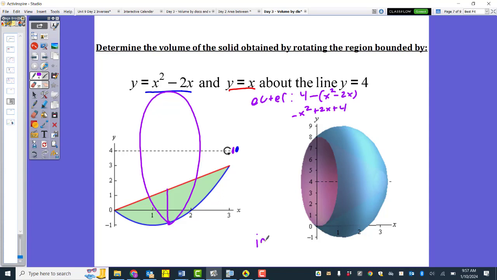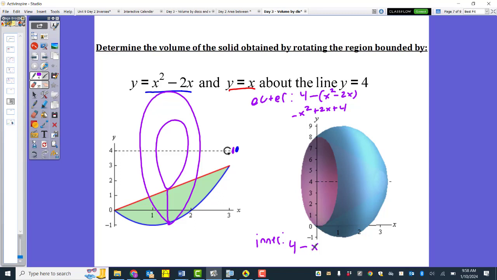And then our inner is going to be this part right here. That's now the higher function, but it's going to be the inside of that disk. It's going to represent the inner circle there. So for the inner, we're going to do the same thing. We're going to take the axis, which is 4, minus the inside function there, which is x, as our inner.